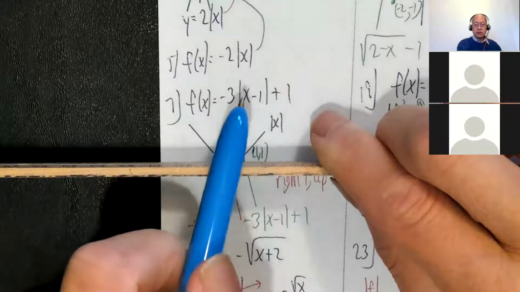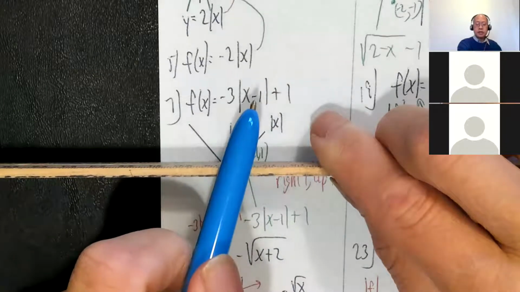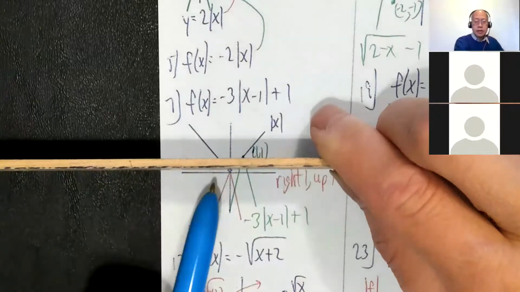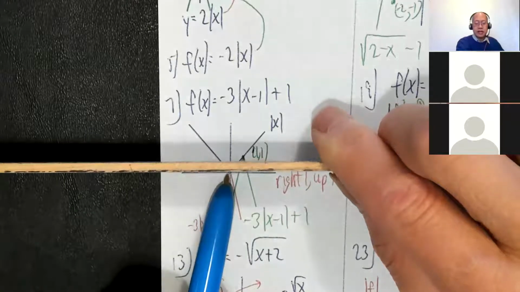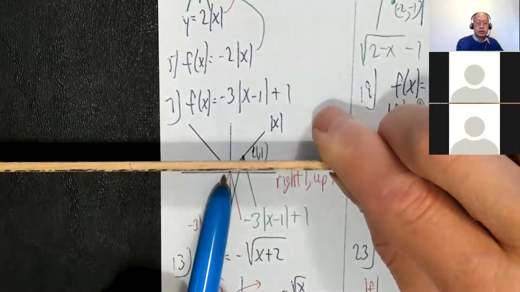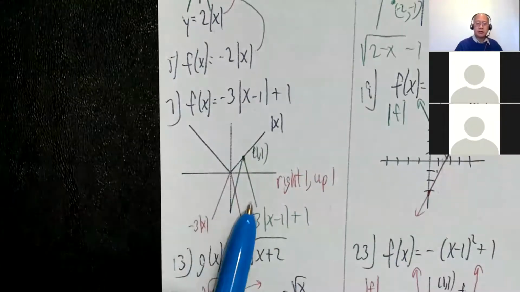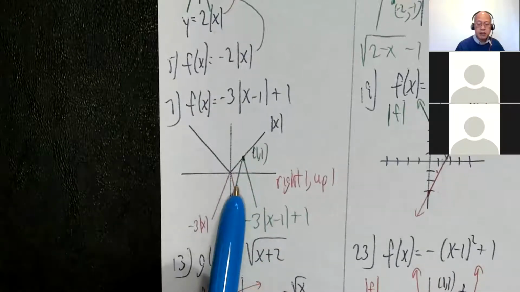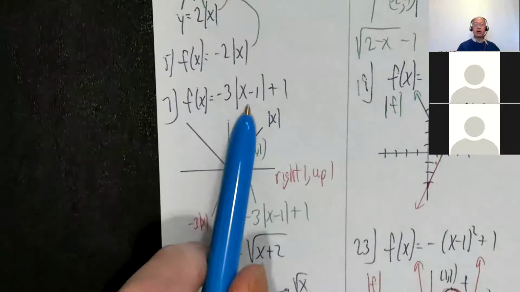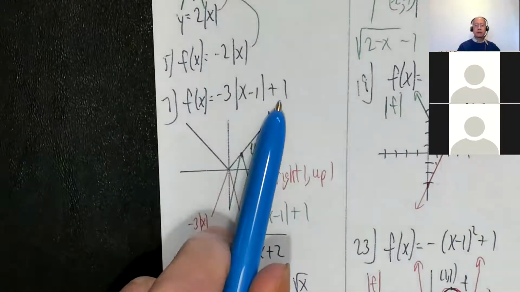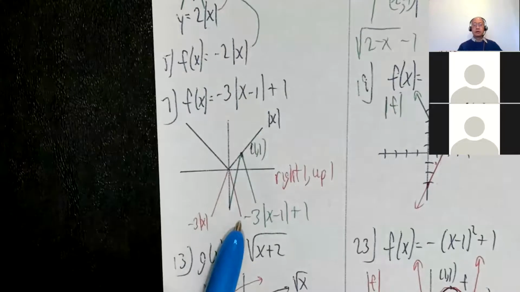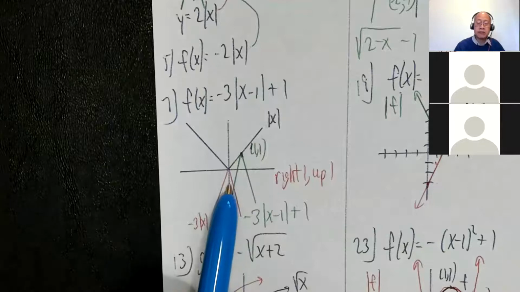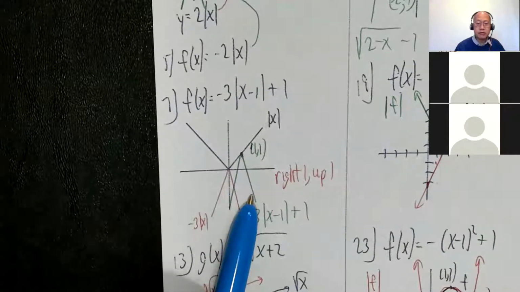And now what does this do? This moves 1 to the right, 1 up. Okay, so this maximum point, it's not really a vertex, but if you want to call it a vertex, I guess. Okay, 0, 0 becomes 1, 1, and I just draw the same shape. So this upside down V, just move it over to there and draw the same thing. So it's 1, 1. So right 1, up 1. So this thing right here, it's in green, although I don't know if you can see it green on the video, but negative 3 absolute value of x minus 1, plus 1.